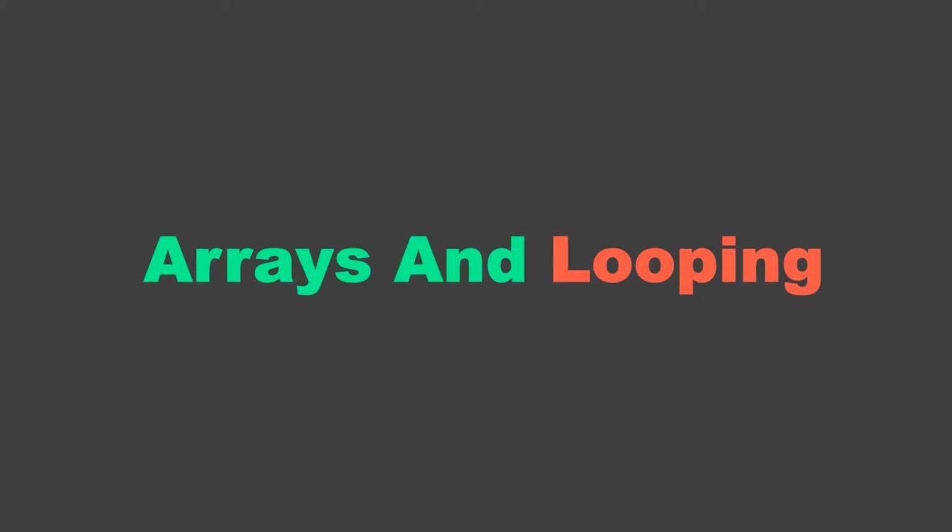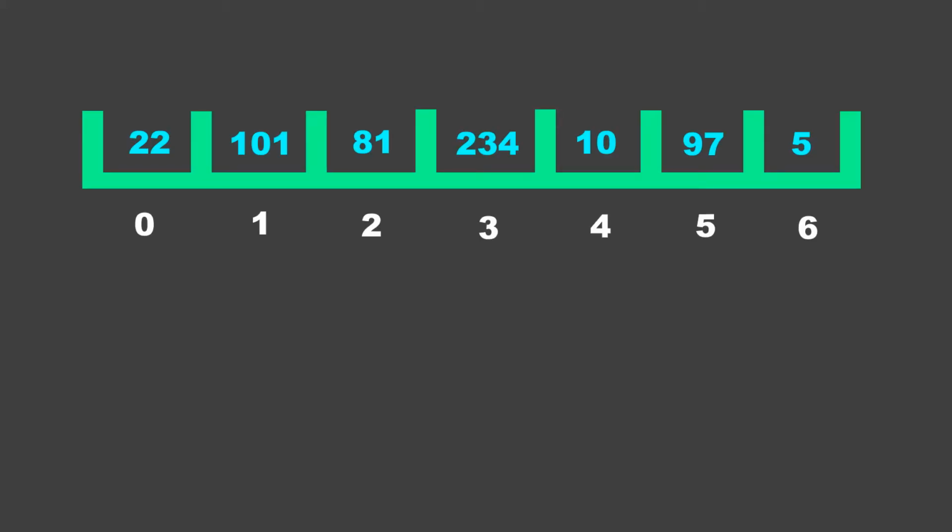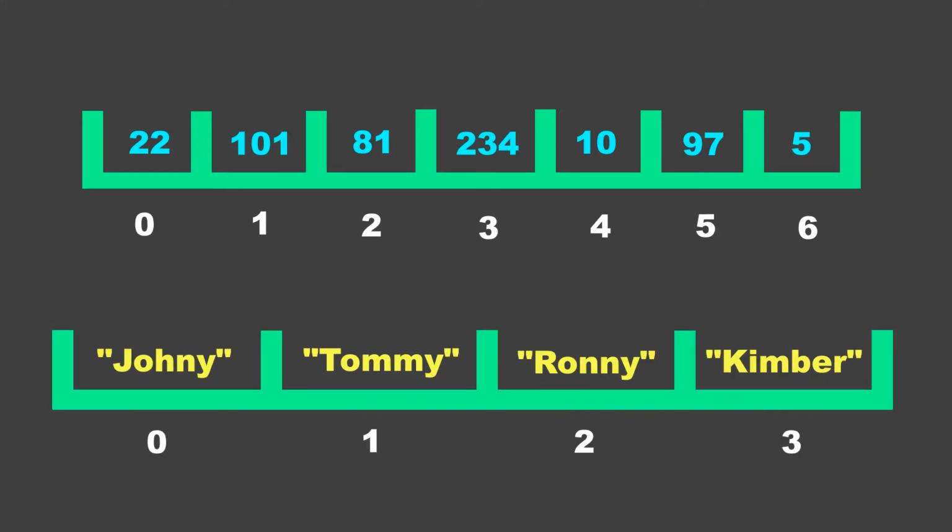Next we got arrays and looping. So here I have an array of integers. You can look at it like it's a house, and each position is like an address. So we got addresses 0, 1, 2 all the way to 6, and then we got values at each one of those positions. So at position 0 we got 22, position 3 we got 234, and position 6 we got 5. You can also do this with strings. So we got Johnny, Tommy, Ronnie, and Kimber at position 0, 1, 2, and 3.